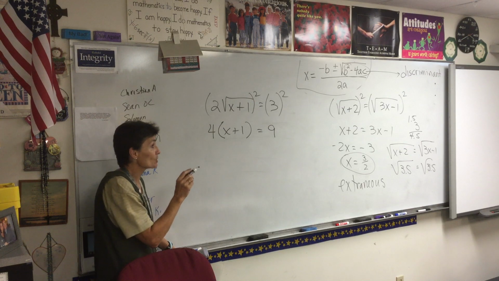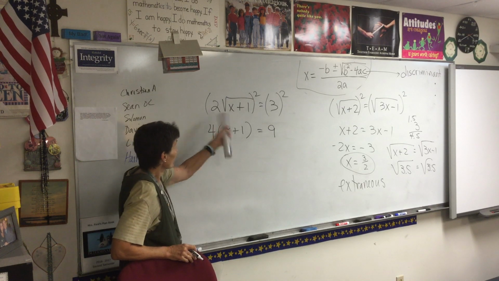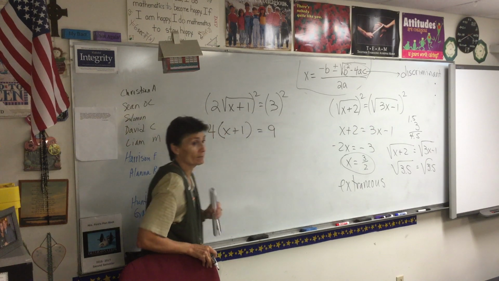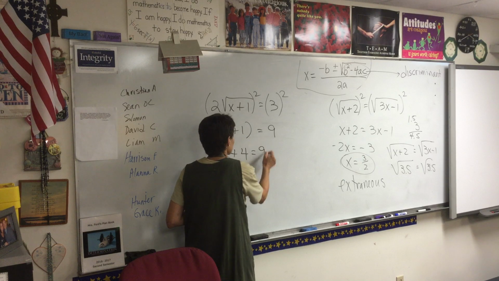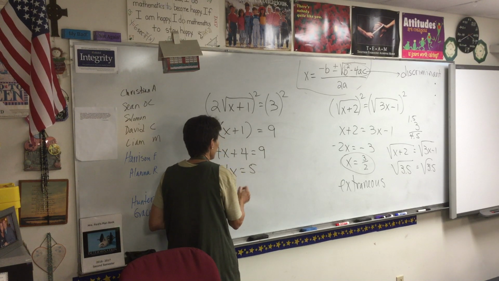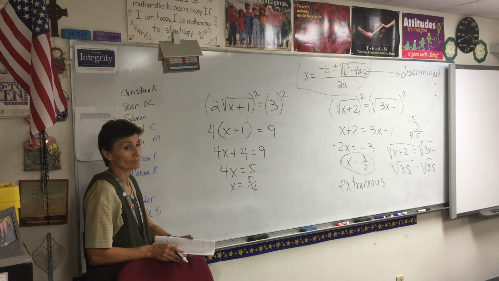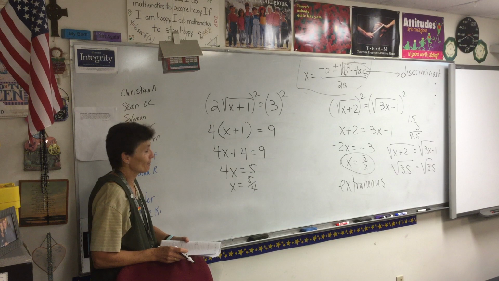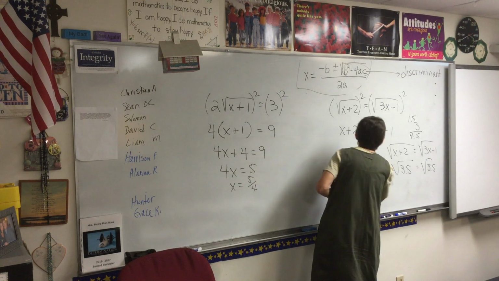So when I say we're going to square both sides, we square everything. So this gets squared, that gets squared, that gets squared. So 4x plus 4 equals 9. 4x equals 5, and x equals 5/4. Now it's time to check. Absolutely.